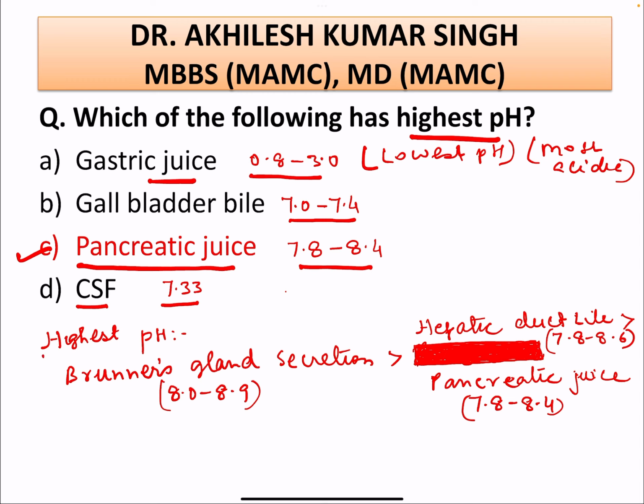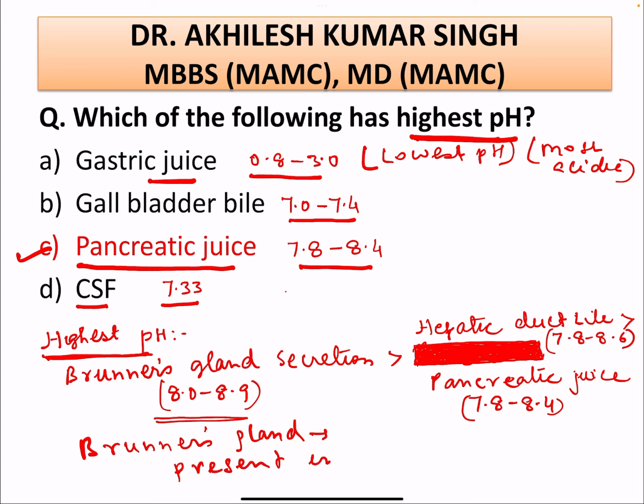And remember, if the question is on the highest pH, Brunner's gland secretion has pH 8.0 to 8.9, and this fluid has the highest pH. And where are the Brunner's glands present? They are present in the duodenum. Remember this. This is also asked in various MCQs, that Brunner's gland is the characteristic feature of the duodenum. So for highest pH, remember Brunner's gland secretion.